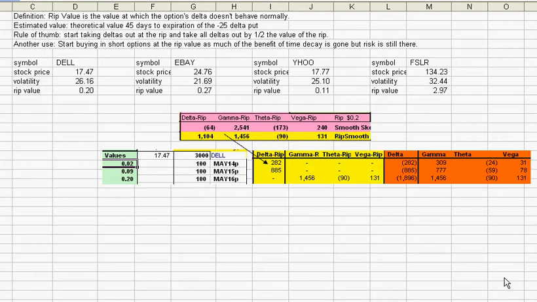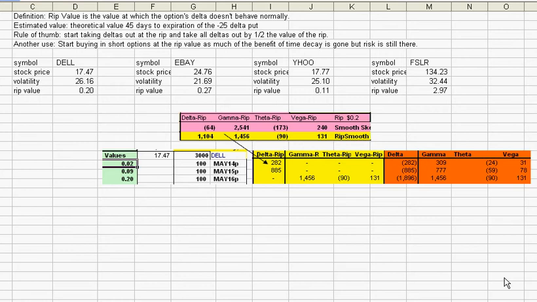So we're defining the RIP value as the value at which the delta doesn't behave normally. And after these interviews with these traders, I find that value by taking the theoretical value in a Black-Scholes calculation, 45 days to expiration, where the volatility is the volatility of the current stock, and what strike do I have to manipulate in order to get the 25 delta, and then whatever value that produces, that's the approximate value where these traders would start to treat these options differently.